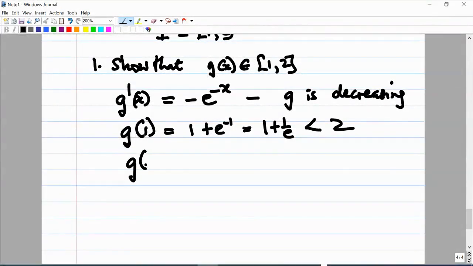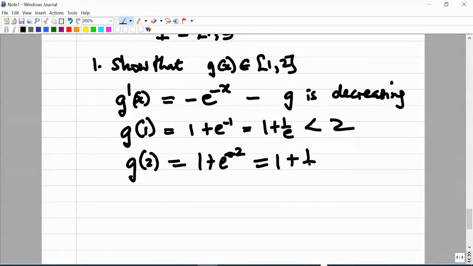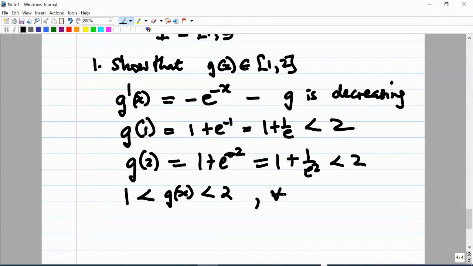And then g of 2, we also have 1 plus e to the power minus 2, which is 1 plus 1 over e squared, which is less than 2, but greater than 1. So we now see that g is contained in this interval for all x that are in the same interval. So g maps this interval to itself.